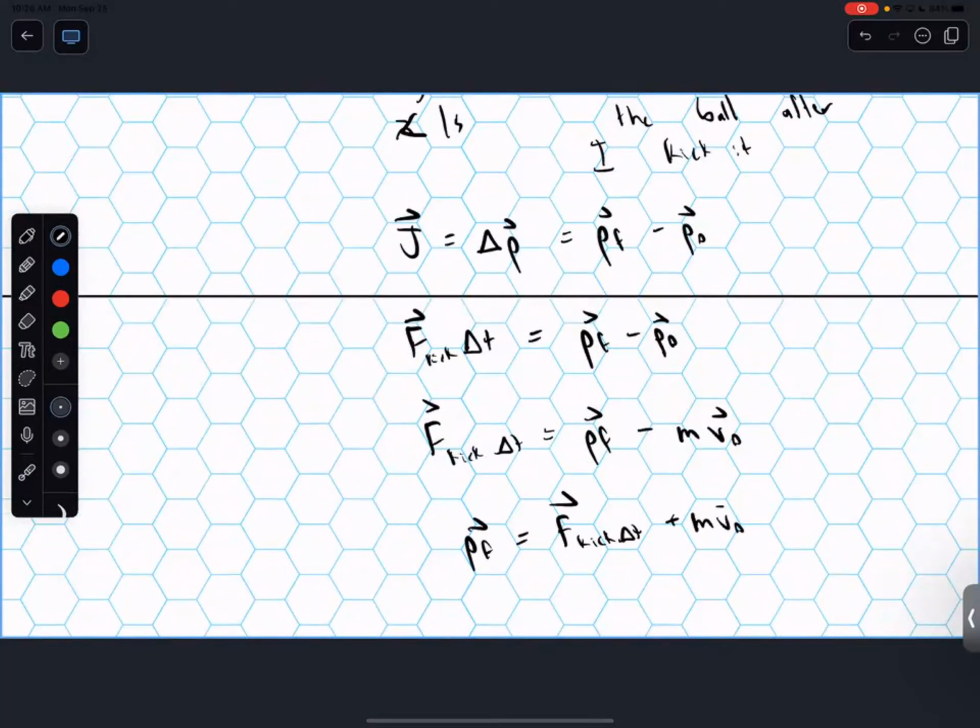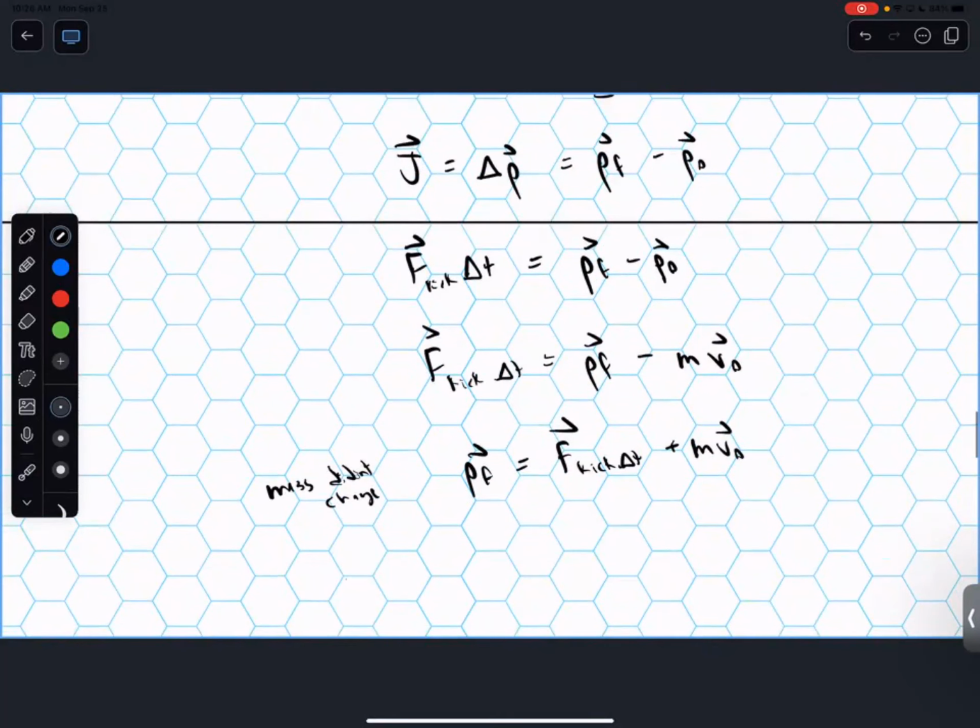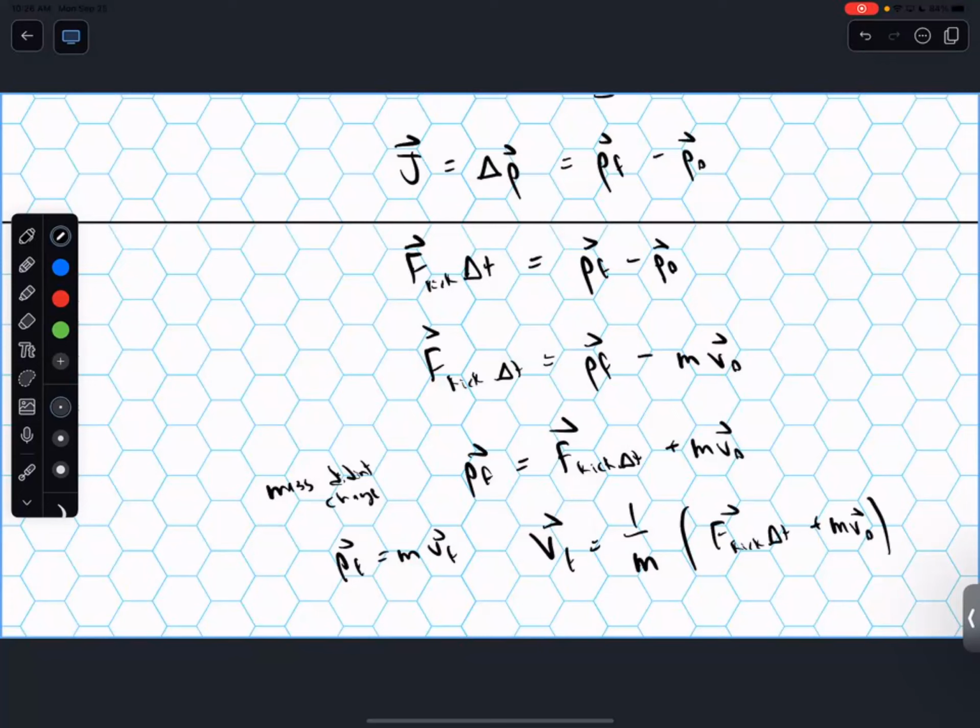plus M V naught. And if I wanted to solve for velocity, I could, because mass didn't change. So I could write my PF as just the mass of the ball times VF. So I could write VF equals 1 over the mass of the ball, F kick delta T plus M V naught. Okay, so what does this really tell me?